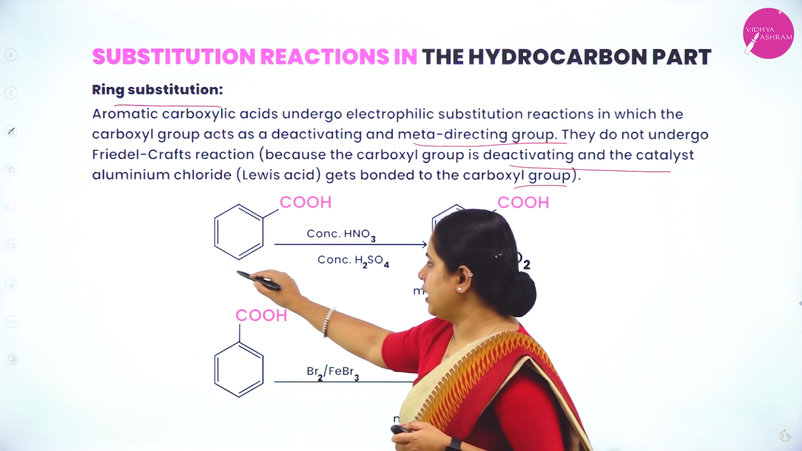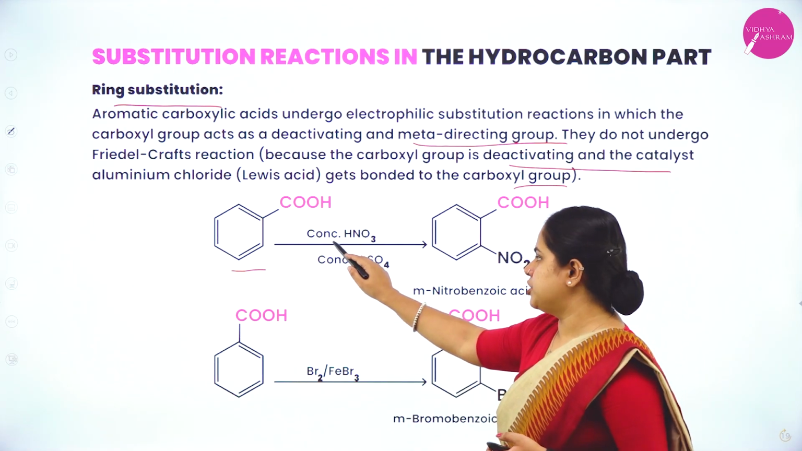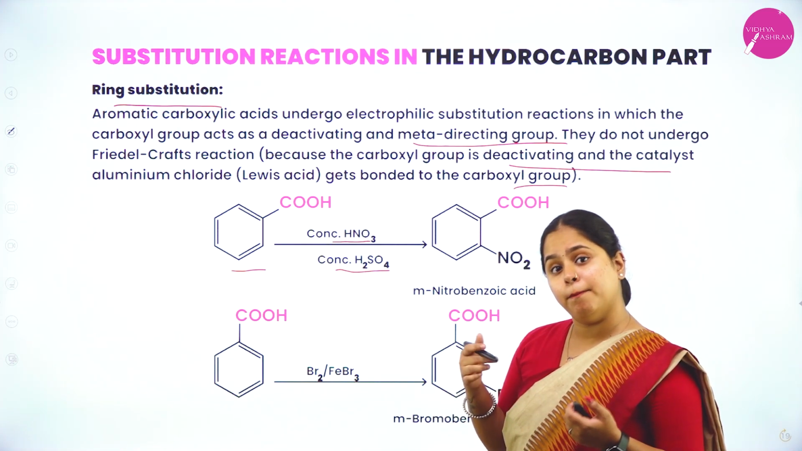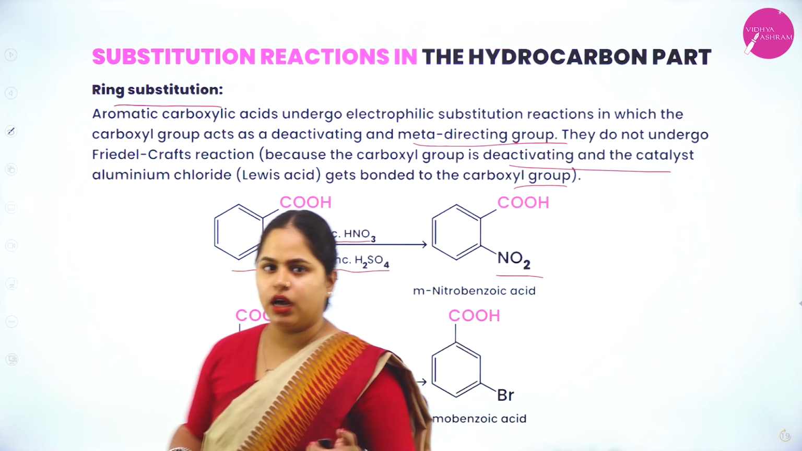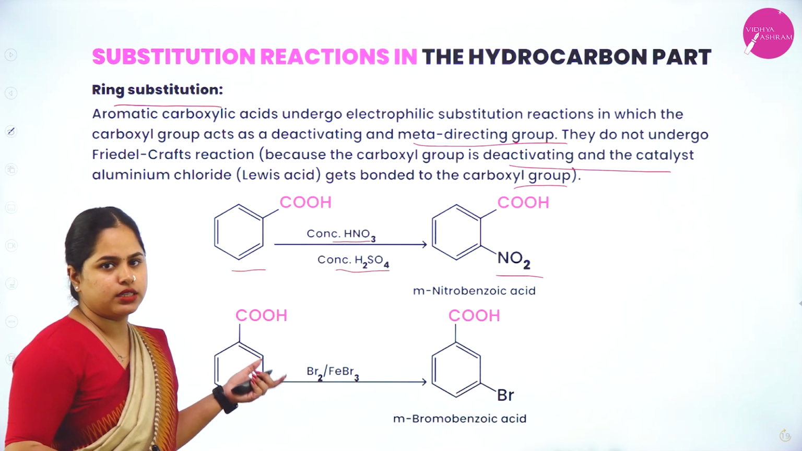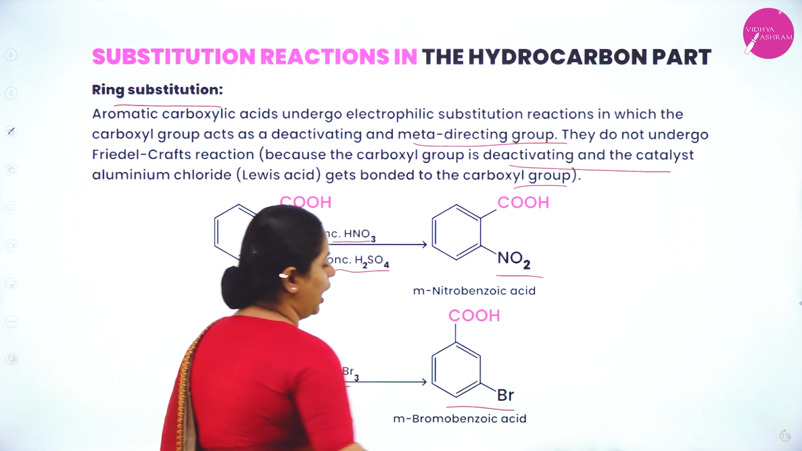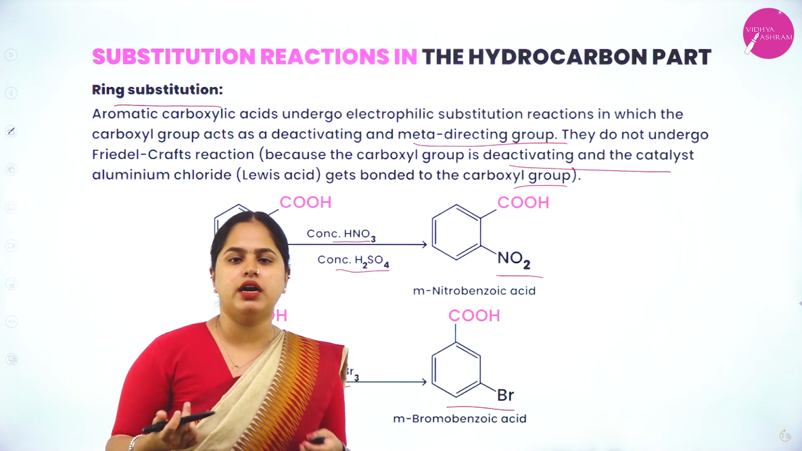Okay, so you have benzoic acid. First we are going to nitrate it. So we will use nitrating mixture, that is concentrated nitric acid and concentrated sulfuric acid. The nitro group will be added at the meta position, right? So this will be added at the meta position. Now you have carboxylic acid, which one is it? Again benzoic acid. The halogen is going to be added, that will also be added at the meta position. So what you have to remember, carboxylic acids are meta-directing groups.